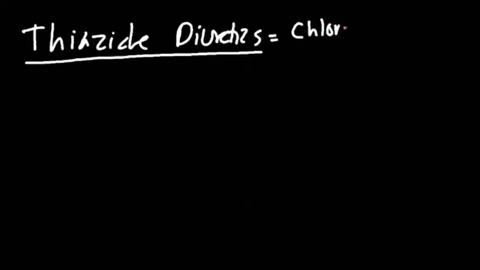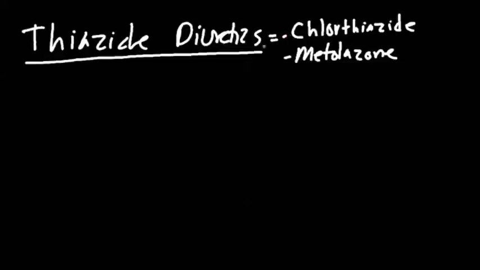So now let's move on to a different diuretic. We're now going to cover thiazide diuretics. And this also will include thiazide-like diuretics. So the prototypical drugs that we're going to be talking about are chlorothiazide, and then metolazone. These are going to be your two prototypical thiazide or thiazide-like diuretics.